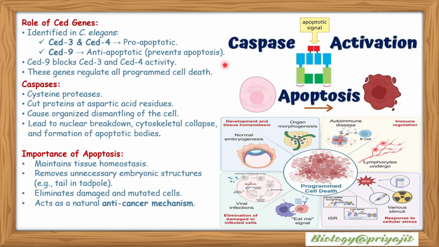Importance of apoptosis: it maintains tissue homeostasis, it removes unnecessary embryonic structures like the tail in a tadpole, it eliminates damaged and mutated cells, and it acts as a natural anti-cancer mechanism.